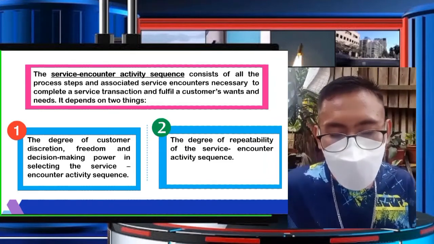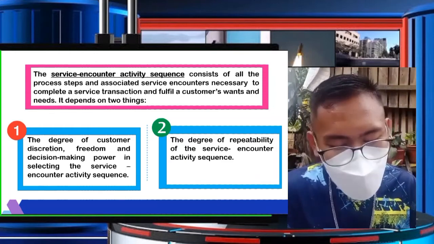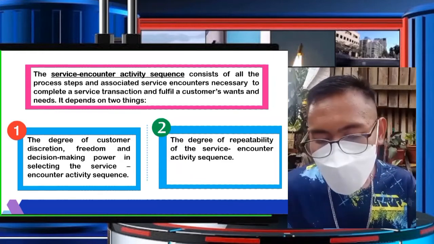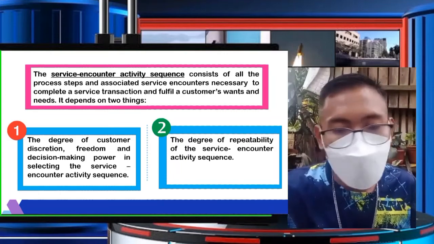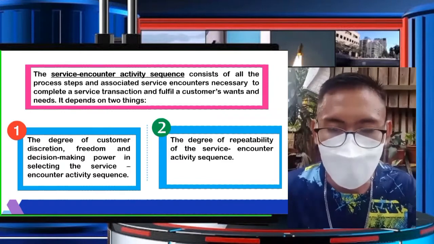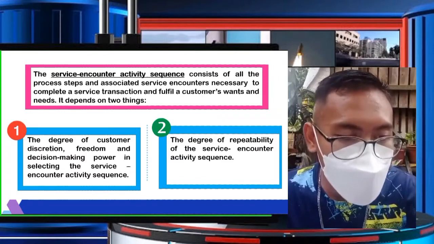And for me, service encounters are direct interactions between a service provider and customers and may take varying forms. For example, a bank customer wishing to make account inquiries can choose between interacting with an ATM, or over the internet, or with a bank employee by telephone, letter, or face-to-face in the branch. That is a service encounter activity sequence.